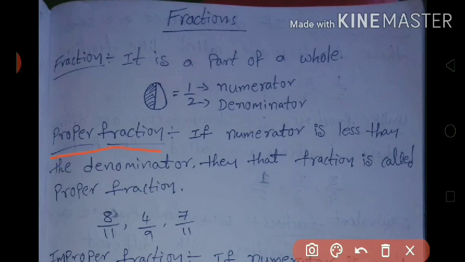Proper fraction. If numerator is less than the denominator, then that fraction is called proper fraction. Numerator should be less than denominator. Numerator is 8, denominator is 11. So 8 is less than 11. These types of fractions are called proper fractions. 4 by 9, 7 by 11, etc.